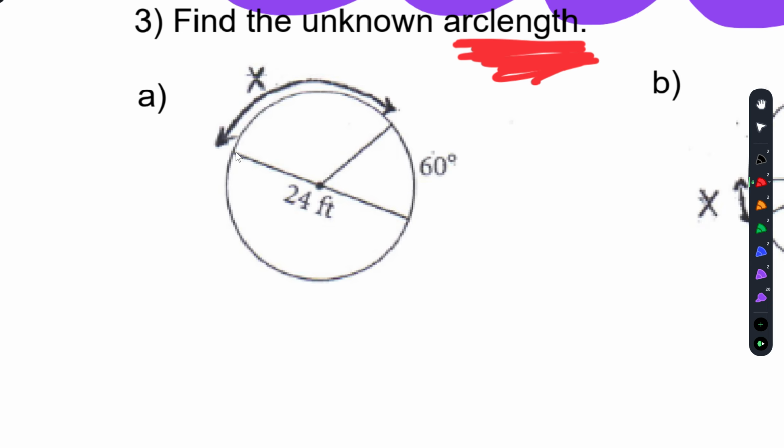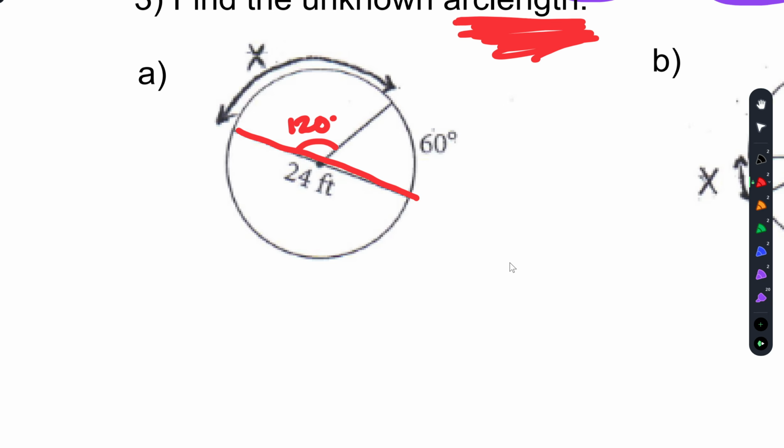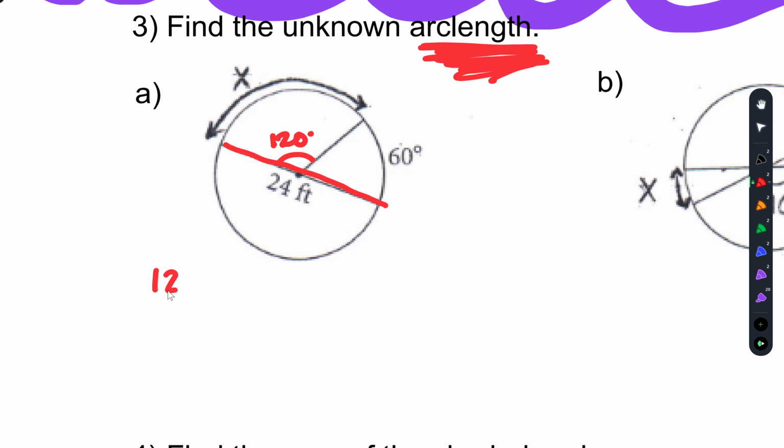I know that this semicircle means 180. So if I subtract this 60 away from the 180, that angle is 120. If you're good at fractions, you probably know 120 is a third of a full circle. But if you're not super good at fractions, that's okay. I'm going to leave it as 120 out of a total 360. And then I'm going to multiply that fraction by one full circle.